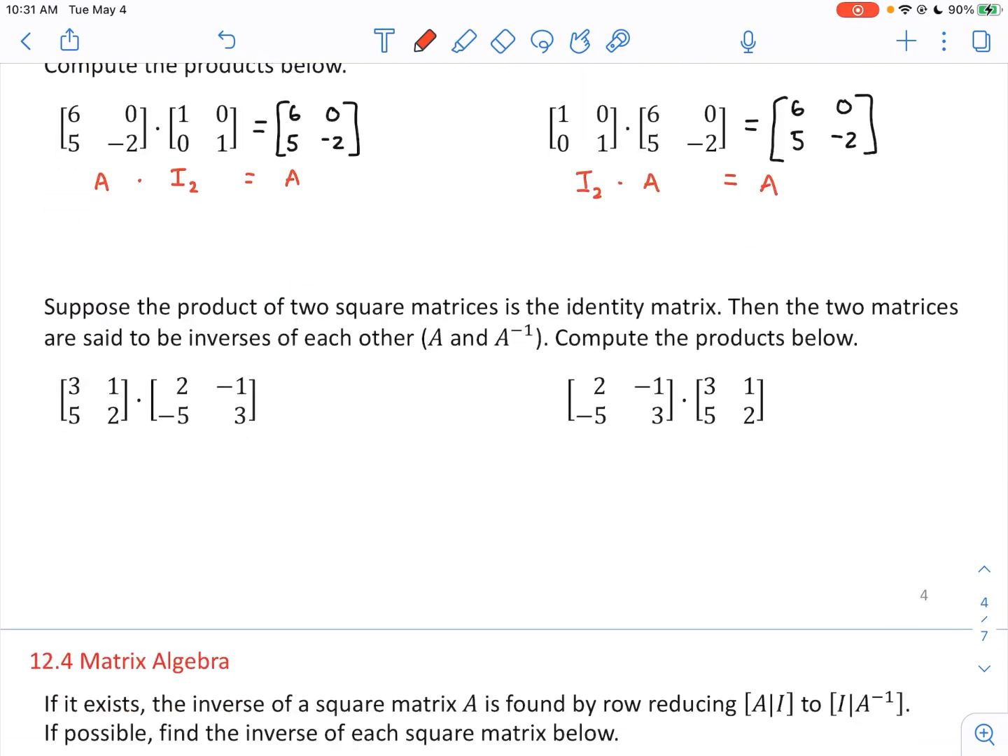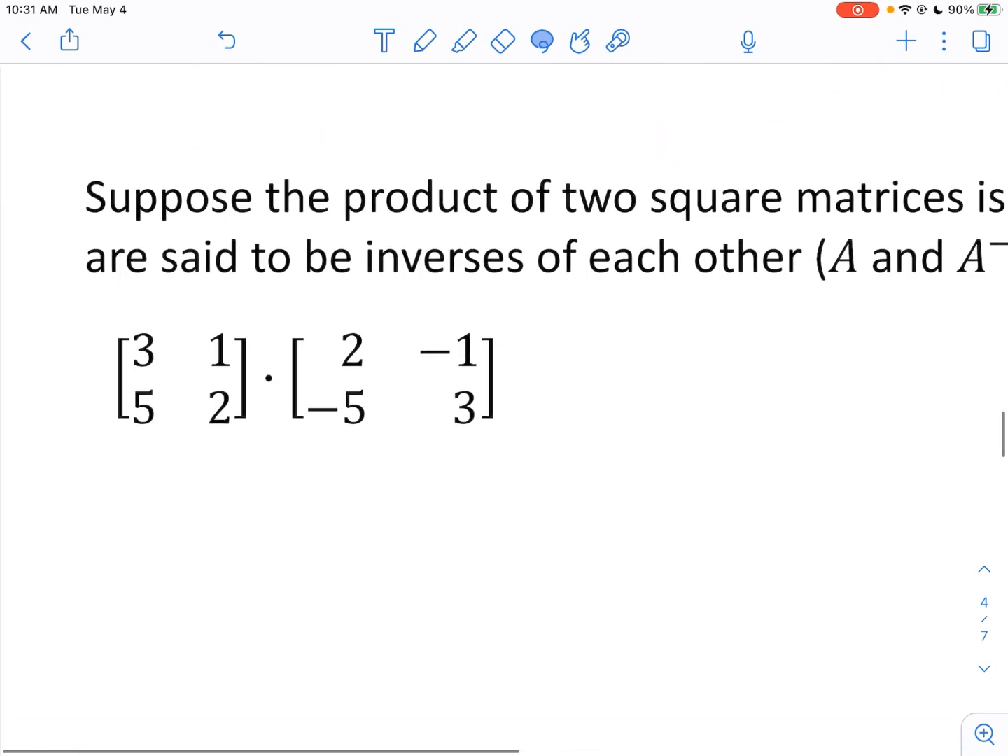Now suppose the product of two square matrices is the identity matrix. Then the two matrices are said to be inverses of each other. A will represent one of the two matrices, and A with a -1 power on it will represent the inverse matrix. So look at these two matrices here.